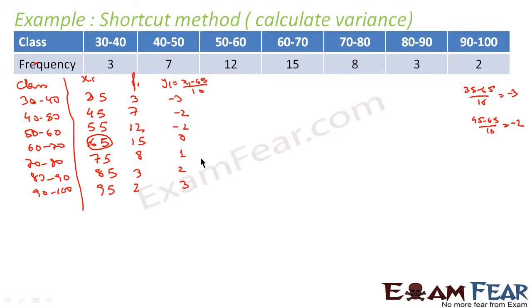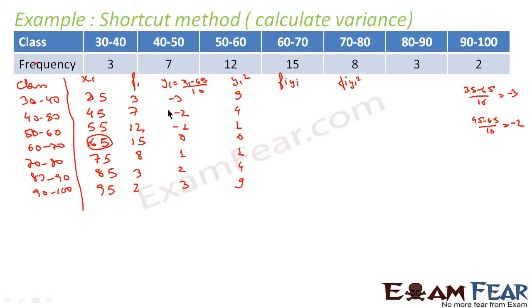Now we have to find the value of yi square also, because the formula needs that. So we get the value of yi square. This becomes 9 for minus 3 square, minus 2 square is 4, minus 1 square is 1, 0, 1 square is 1, 2 square is 4, 3 square is 9. I also need fi yi and fi yi square. I need both actually, so let me find them, because the formula needs that.